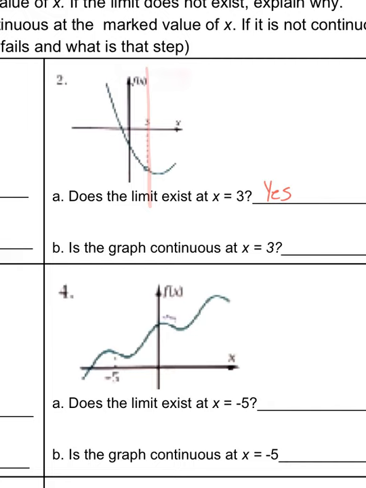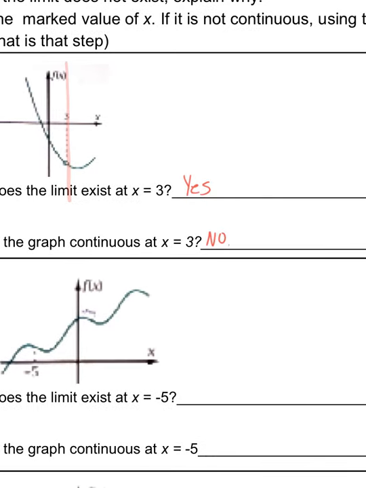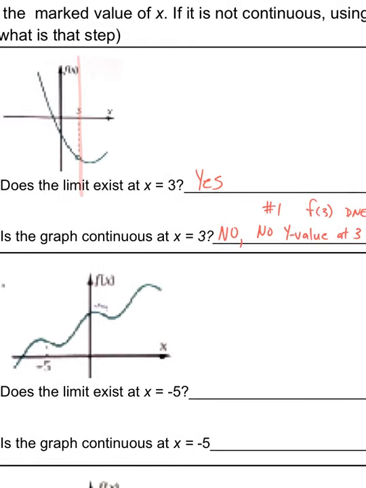Well, let's go through our steps. Is there a y value at 3? No, there is no point. So we would say the graph is not continuous, and we would also say there is no y value at 3. All right, there's no point, and that is step number 1. You could also say that f of 3 DNE. A lot of ways you can say it. All right, let's keep going.